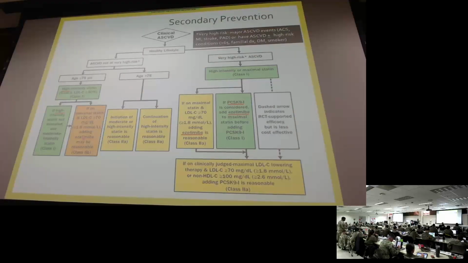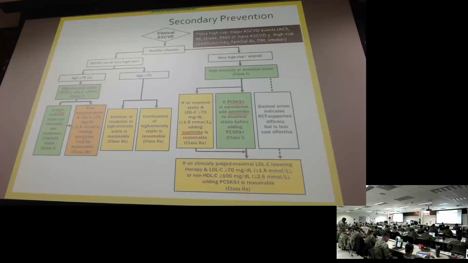Now, your secondary prevention. Secondary prevention is saying that this has already happened to me. I already had some type of cardiovascular event happen. The time frame could vary, but now we're in secondary prevention. I missed my primary chance to prevent this thing from happening. Now I'm in secondary prevention.